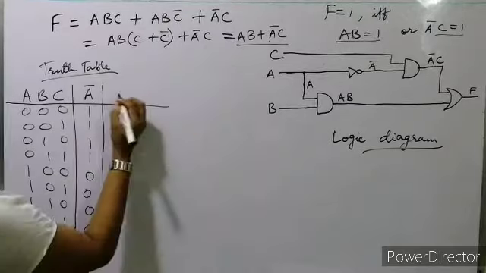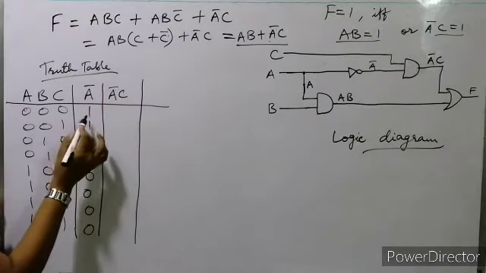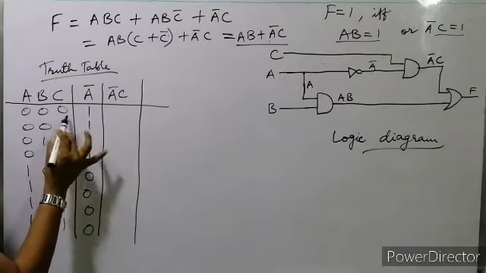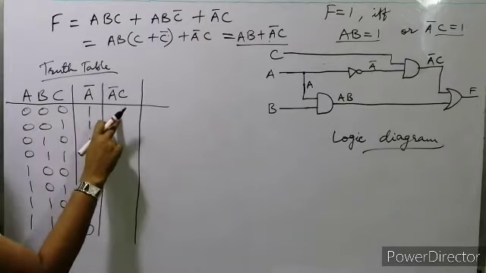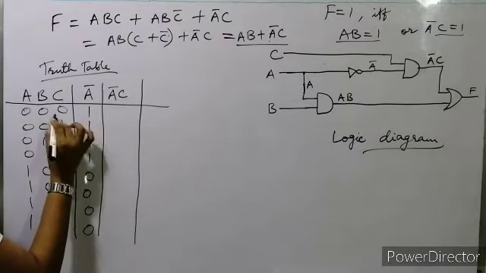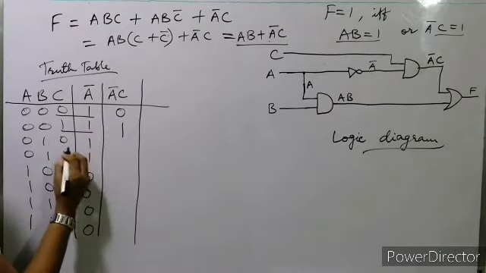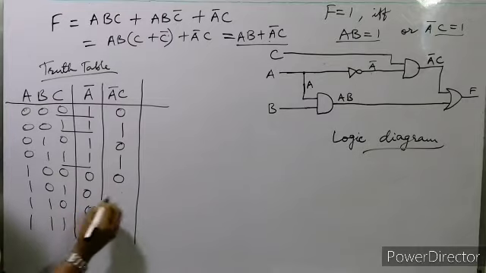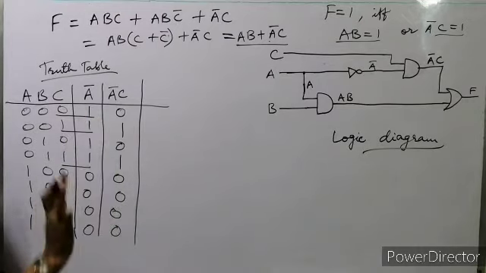Now what we'll do? A bar C. Now A bar को हम multiply करते हैं C से. Multiplication मतलब AND operator. So whenever both the inputs are true, then only the output will be true. So both the inputs are 1, then only output will be 1. तो यहाँ पे क्या होगा? 0 0 0 0, 0 1, 1 0, 0 0 0. ठीक है. Now A bar C तो हो गया.